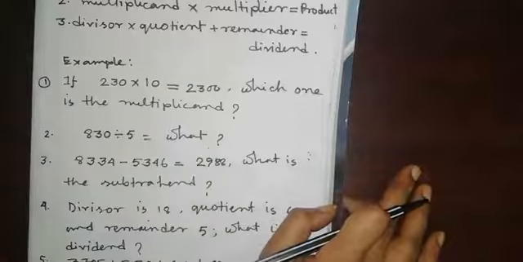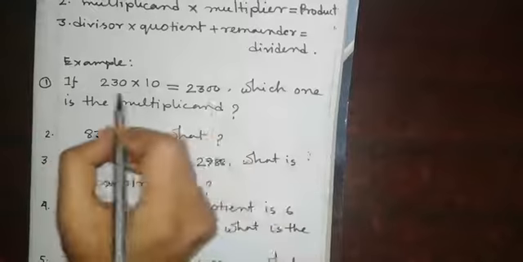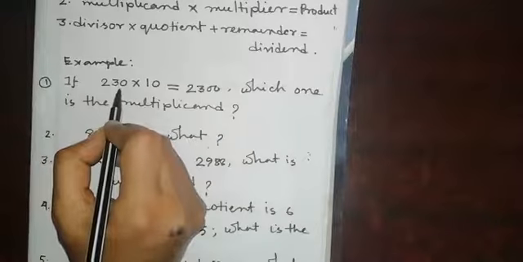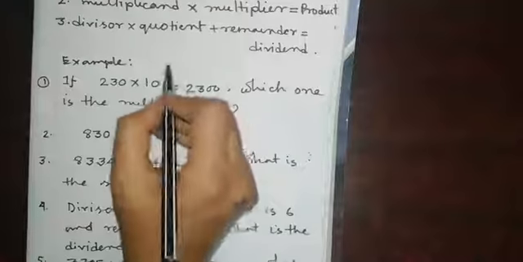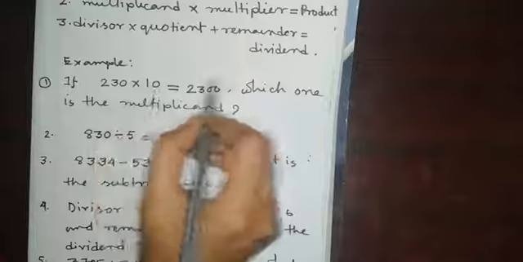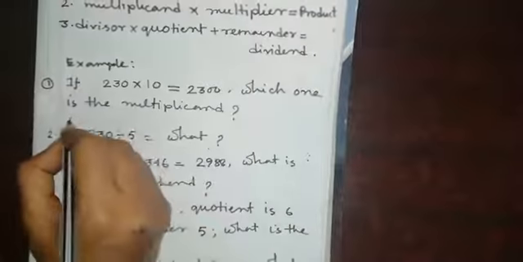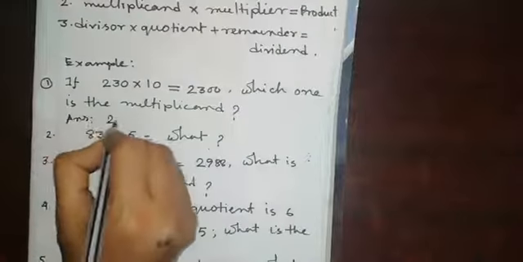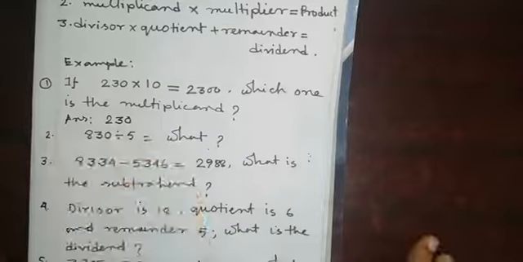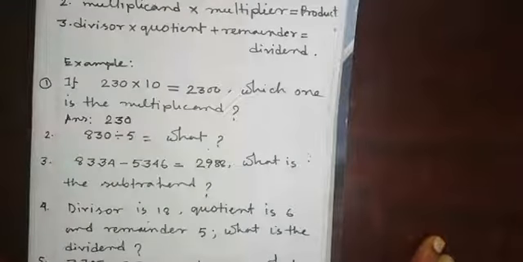Which one is the multiplicand? The number we multiply with 10 is called the multiplicand, and the number we multiply by is the multiplier, and we get the product. So here this one is the multiplicand. 230 is the answer, isn't it? Answer is 230. Actually it is only for short questions.